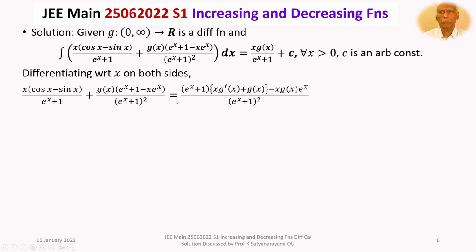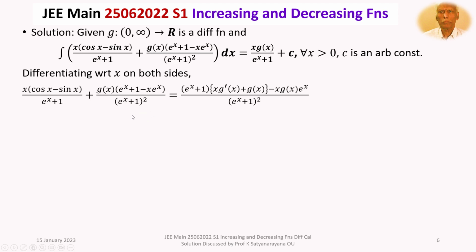These two terms are equal to the derivative of the right side, which is to be differentiated using the u by v formula, that is the quotient formula. So you will have the denominator square, (e^x plus 1) whole square, and in the numerator, the denominator e^x plus 1 into the derivative of the numerator. The numerator is a product, so use the product rule: x into the derivative of g(x), plus g(x) into the derivative of x, which is 1, minus the numerator x g(x) multiplied by the derivative of e^x plus 1, that is just e^x.